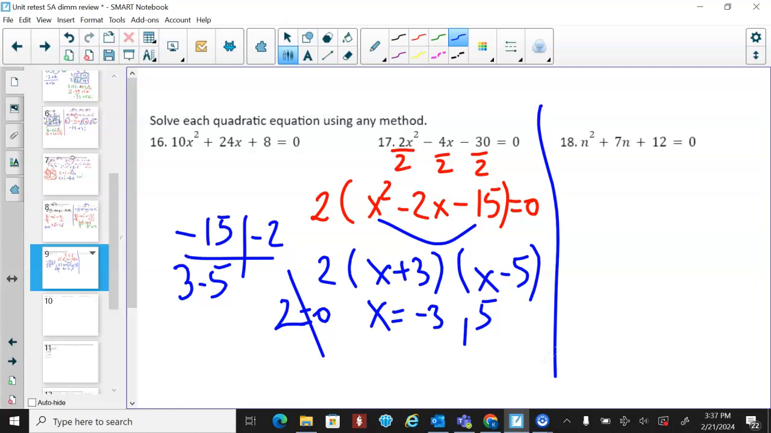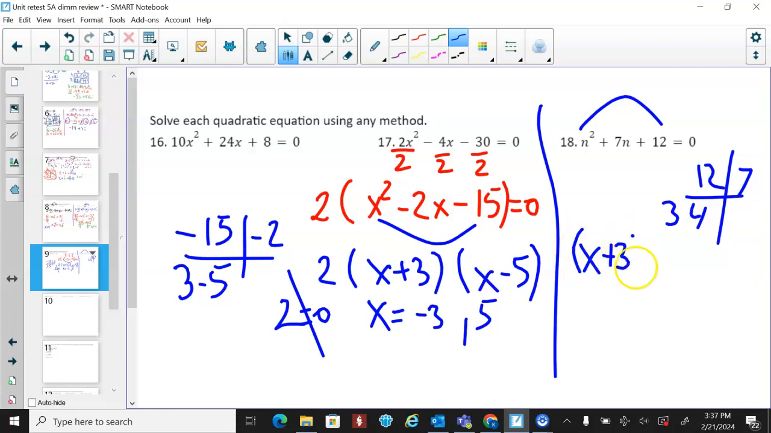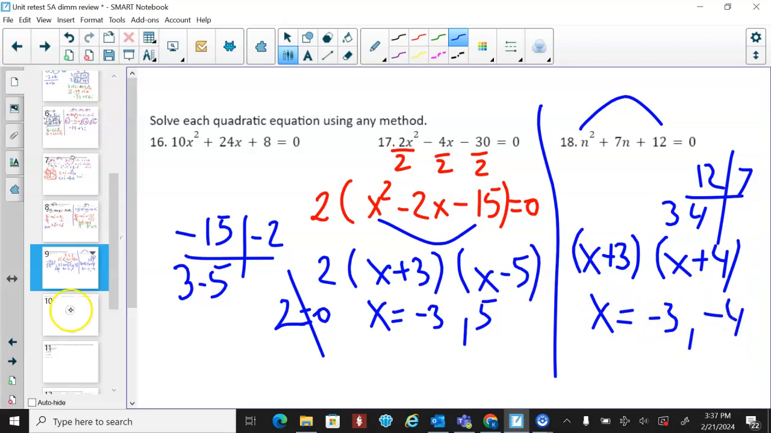And then the last one, I'm going to multiply again. 1 times 12, that's 12 again. I would encourage you to check the answers in Desmos. And then do 7, so the 2 factors are 3 and 4. So this is going to be x plus 3 and x plus 4, which means x will equal -3 and -4 after we set them equal to 0, okay?